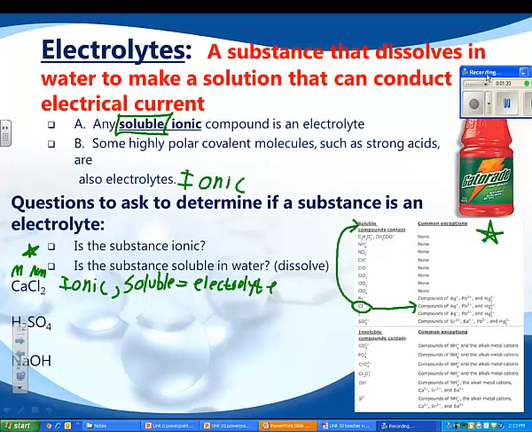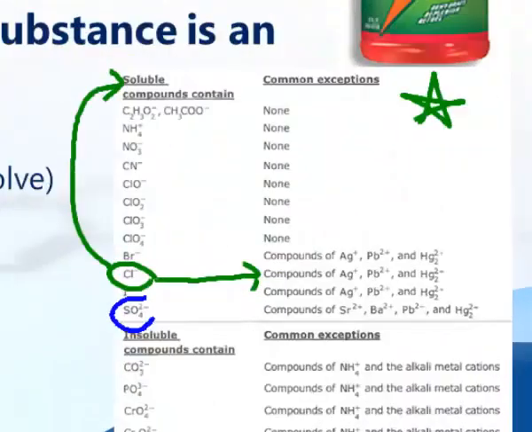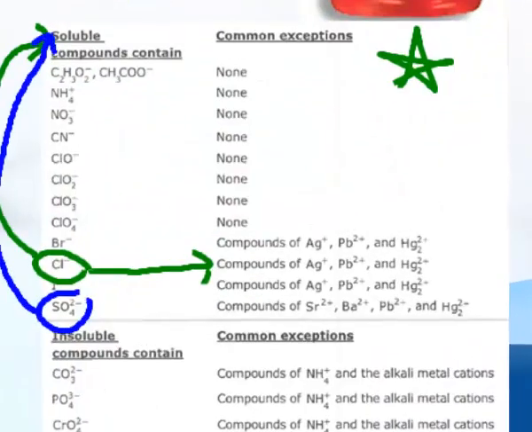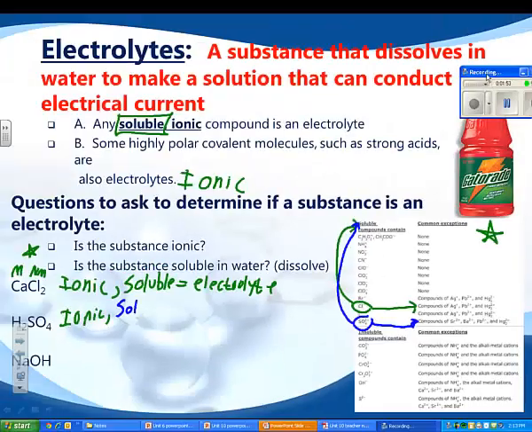H2SO4. Is it ionic? Yep. It's an acid, so it is ionic. Great. Now sulfates, we'll do this one in blue, are right here. So currently they are soluble unless it is with strontium, barium, lead, or mercury. We're with hydrogen, so we are definitely soluble. If we are ionic and soluble, we are an electrolyte.